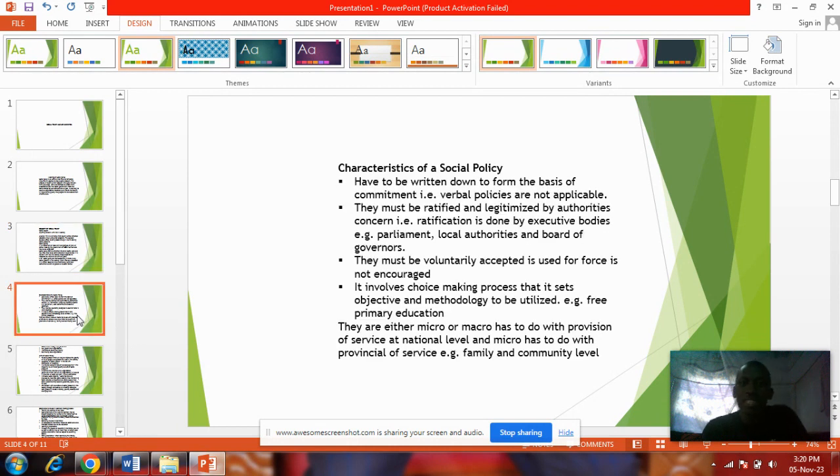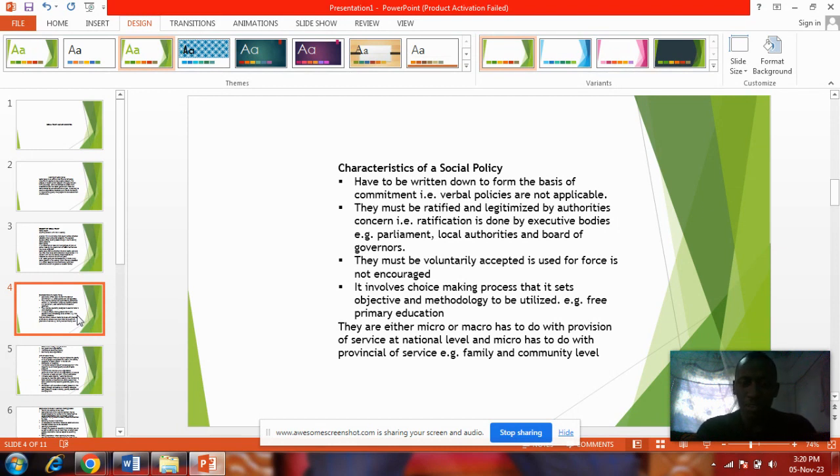Then you have the characteristics of social policies. Number one, they have to be written down to form a basis of commitment, e.g. family policies are not applicable. They must be ratified and legitimized by the authorities concerned. That is, ratification is done by executive bodies, e.g. the parliament, the local authorities, and the board of governors.